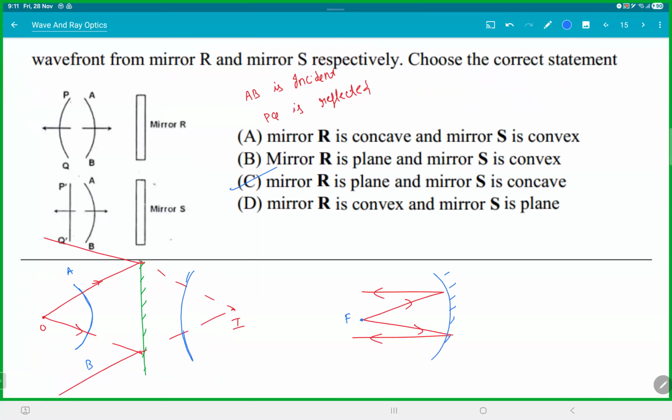Can R be convex as well? It is an option, but then S will be concave. That is the only option left. So if you argue like that, yeah, it could have been concave also. There is a possibility. Because if you take a concave, object is there, light rays will still go back here. Yeah, both are acceptable. So R can actually be convex or plane. Both are acceptable, but S will decide the answer.